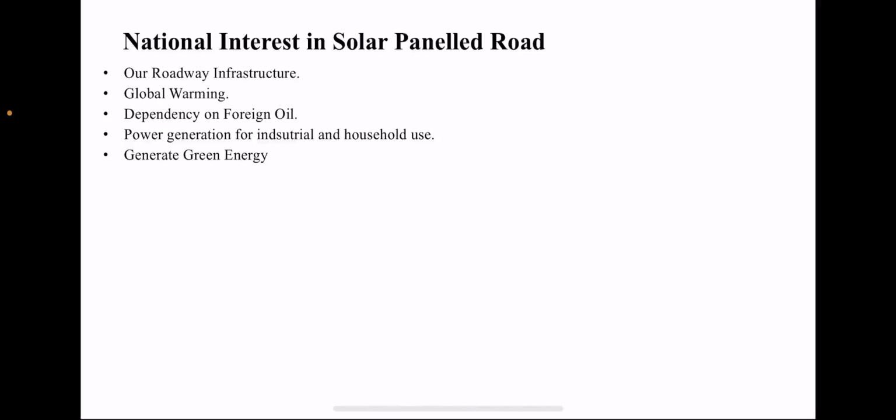Solar panel roads are also of national interest. That is our road infrastructure, global warming, dependency on foreign oil, and power generation for industrial and household use, generating clean energy.